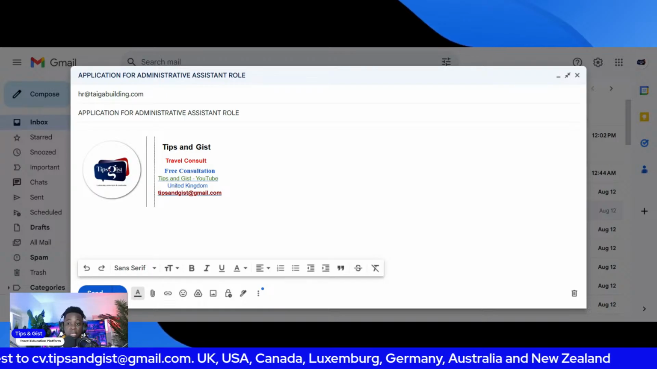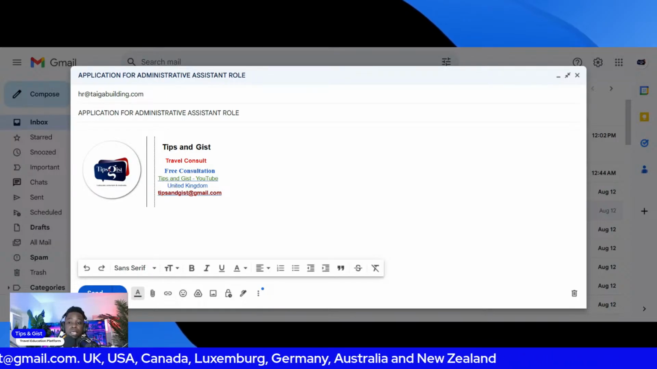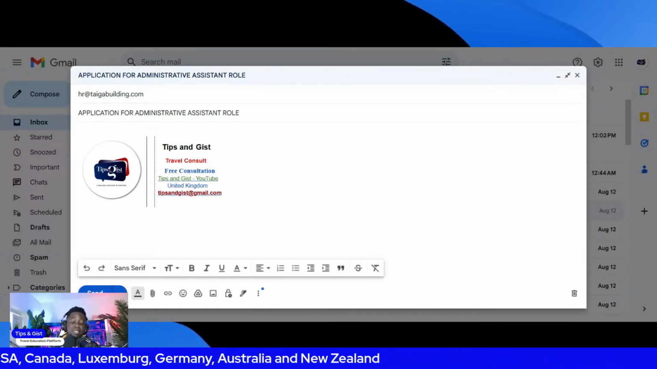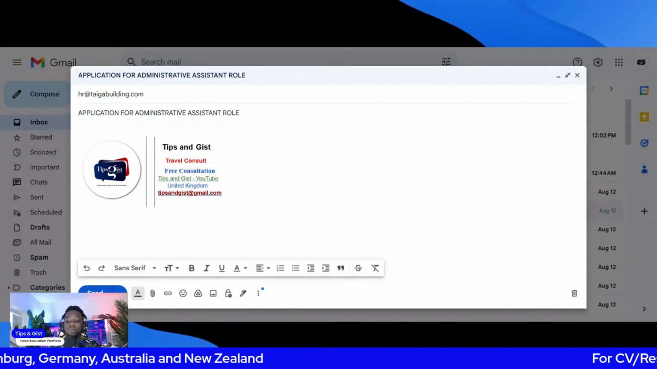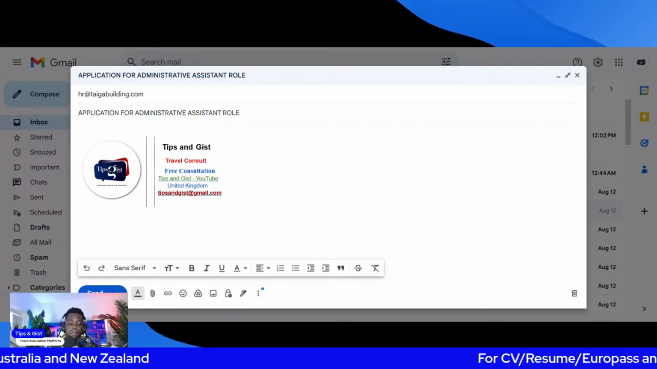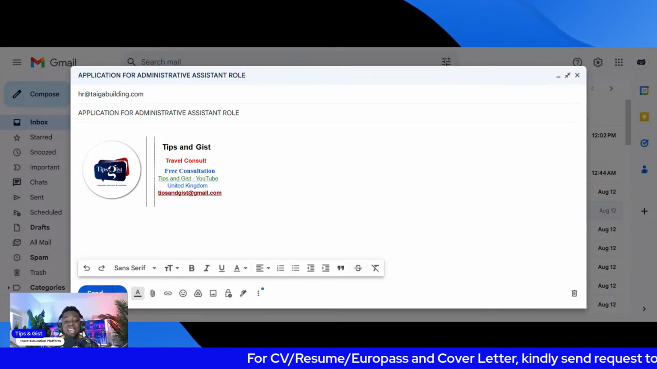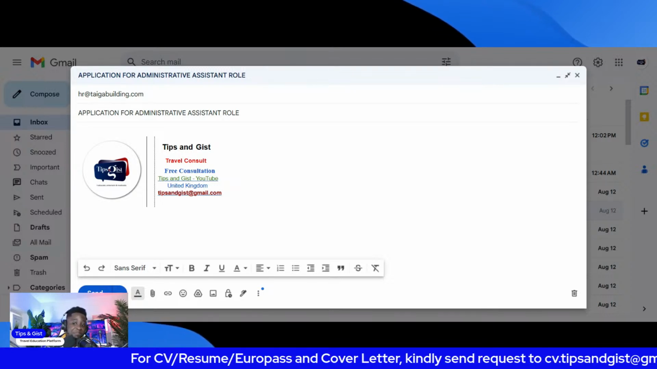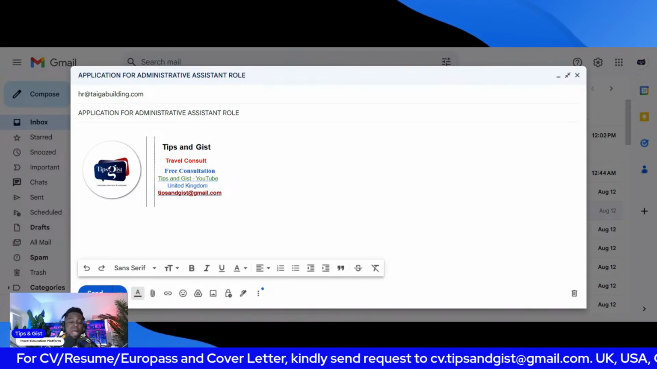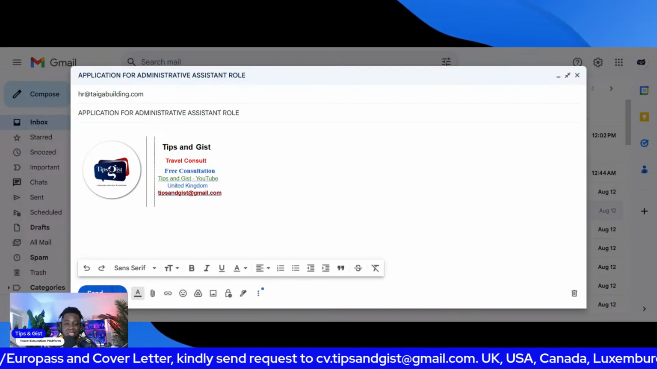Now, certain employers will ask you to do something if you are applying for the job. For instance, they'll ask you to answer, are you already in Canada? Are you willing to relocate? Are you available for any shift? So certain employers will ask you certain questions. Do you have a driver's license?